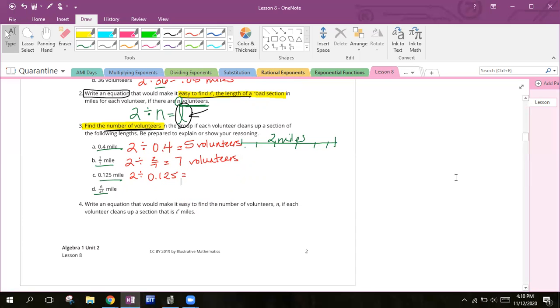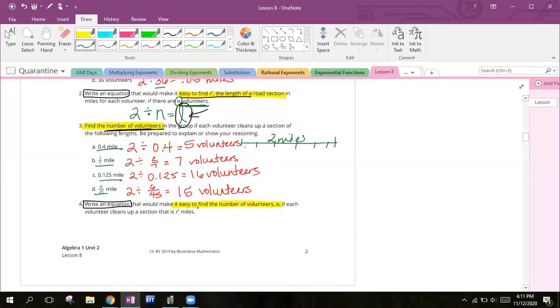Okay, so 0.125. So that's going to be 16 volunteers. And then I have 2 divided by 6/45, which would be 15 volunteers. All right, take a second, maybe pause the video and see if you can write your own equation that once again would make it easy to find the number of volunteers.